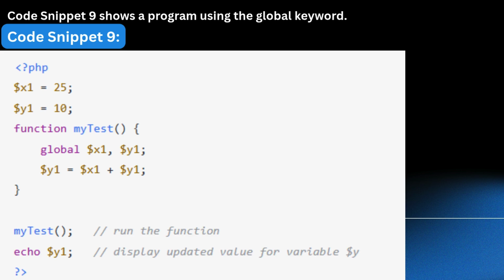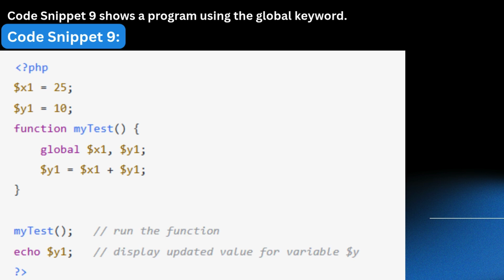After declaring them as global, the next line performs a simple operation, y1 = x1 + y1. Here, PHP adds 25 and 10, which gives us 35. Because y1 inside the function refers to the global y1, the result, 35, updates the global variable as well. When we later call echo y1, outside the function, the output displayed will be 35.